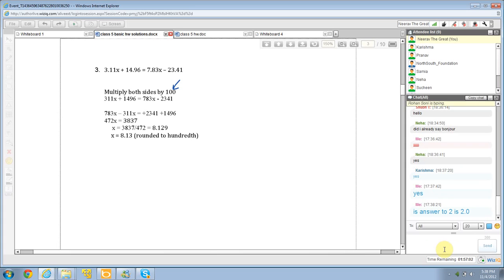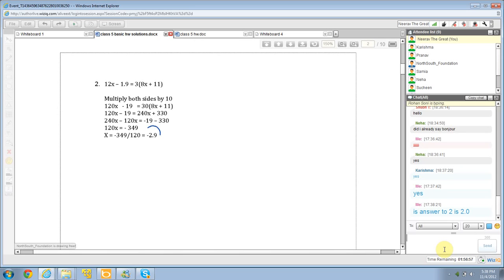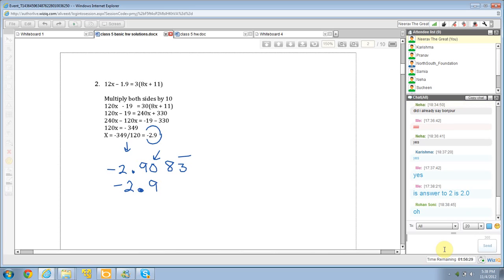And the answer to number 2 would not be 2.0, it's negative 2.9, because it's negative 349 divided by 120. When you plug this into a calculator, you get negative 2.9083 repeating. Because it's a 0 there, it just stays negative 2.9. So when you're working with these problems where they say round to the nearest tenth or round to the nearest hundredth, you really have to make sure you know rounding and decimal places.